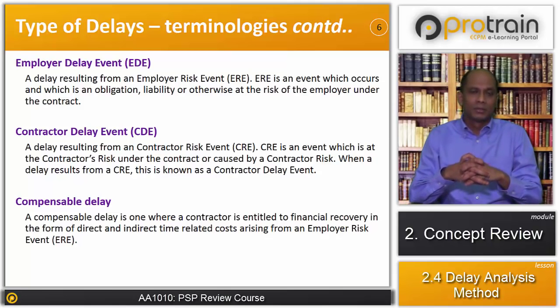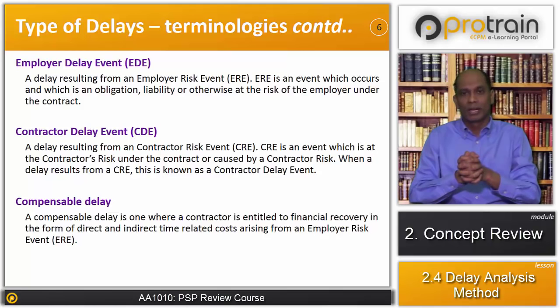When we refer to any delay, we are essentially inclining towards a contract. And construction contracts are formed on a risk sharing mechanism between the employer and the contractor. So there are obligations of the employer and there are obligations of the contractor. All those risks which are the employer's obligation or liability are called employer risk events. Let's take an example to understand that.